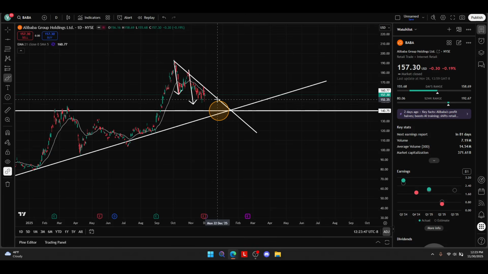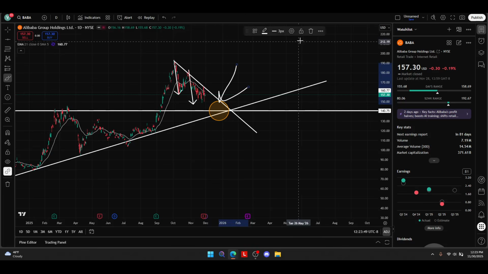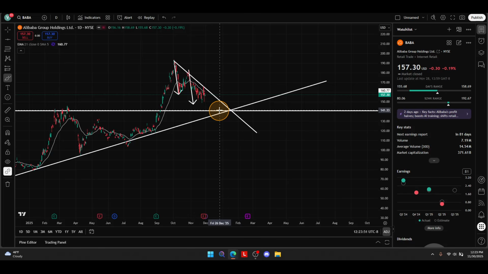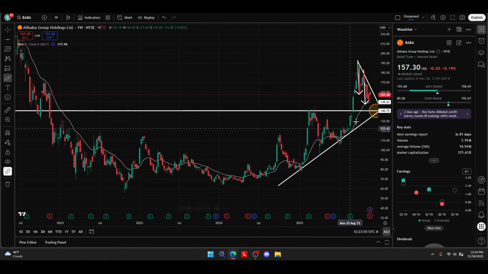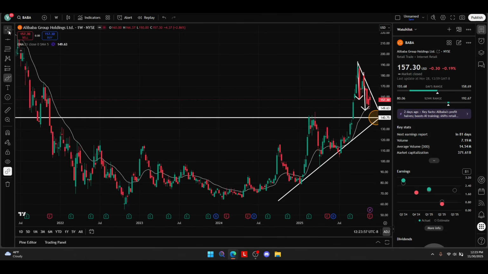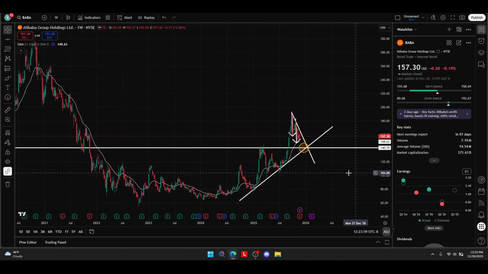So invalidation for the bears would be a nice break of this downward sloping trend line. Invalidation of the bulls would be a strong break of the 140 level. Then you'd really start looking for lower prices. Looking at the weekly chart, so far so good.